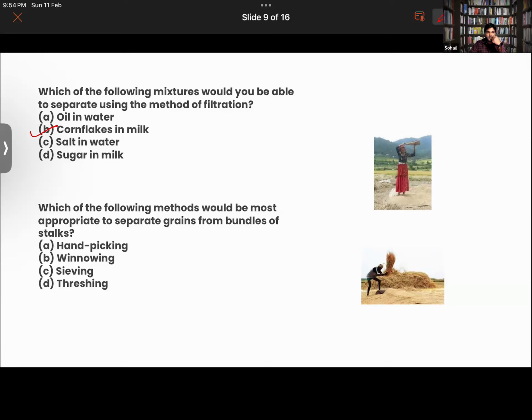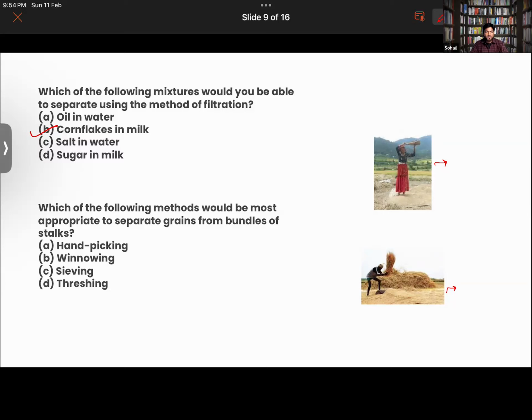Which would be the most appropriate method in order to separate grain from bundles of stalks? The first image, first of all, you tell me, what does this image show, what does the second image show? What's happening in the first image? By the way, have you any background from village, or your parents have any background from the village? Sir, that is threshing. Very good.